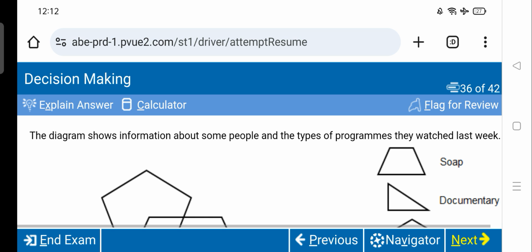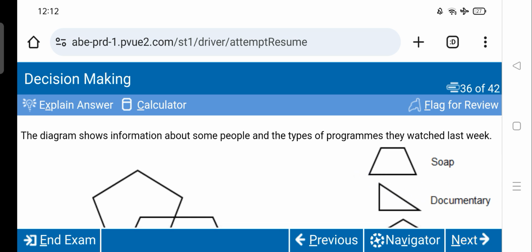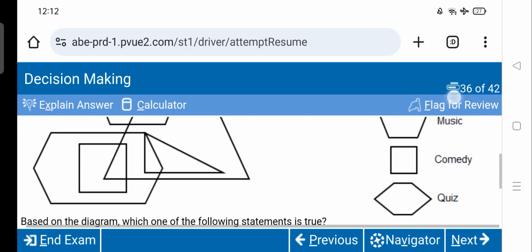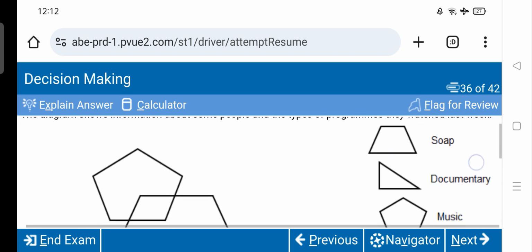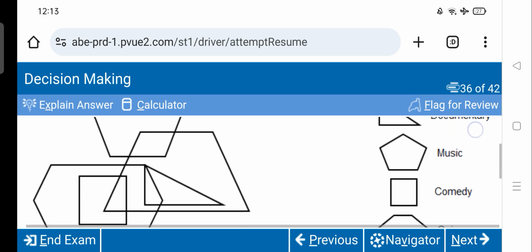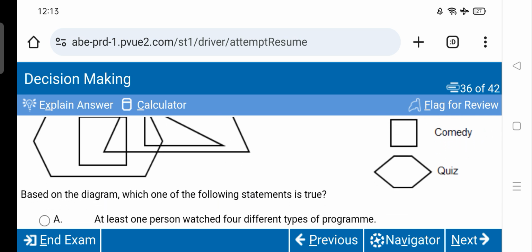Next we have: the diagram shows information about some people and the types of programs they watched last week. So here we have this Venn diagram. It is represented like this: the first shape represents soap, then we have a shape that represents documentary, a rhombus representing music, a square representing comedy, and then a hexagon representing quiz. Based on the diagram, which one of the following statements is true?